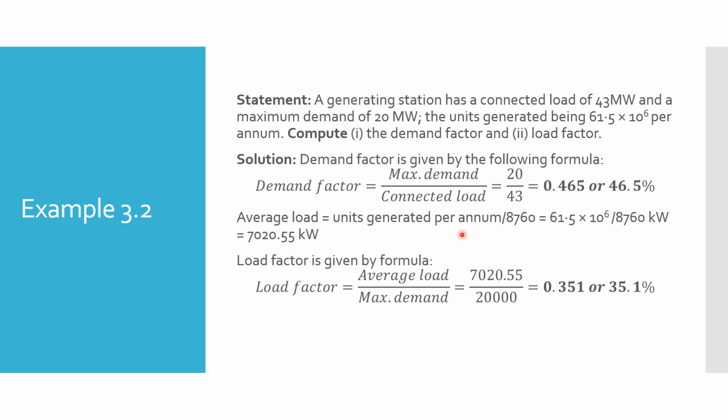So the power which comes out, the average load, comes out to be 7020.55 kilowatts. Load factor is given by the formula average load divided by maximum demand. So if you do that, you get this load factor of 35.1.